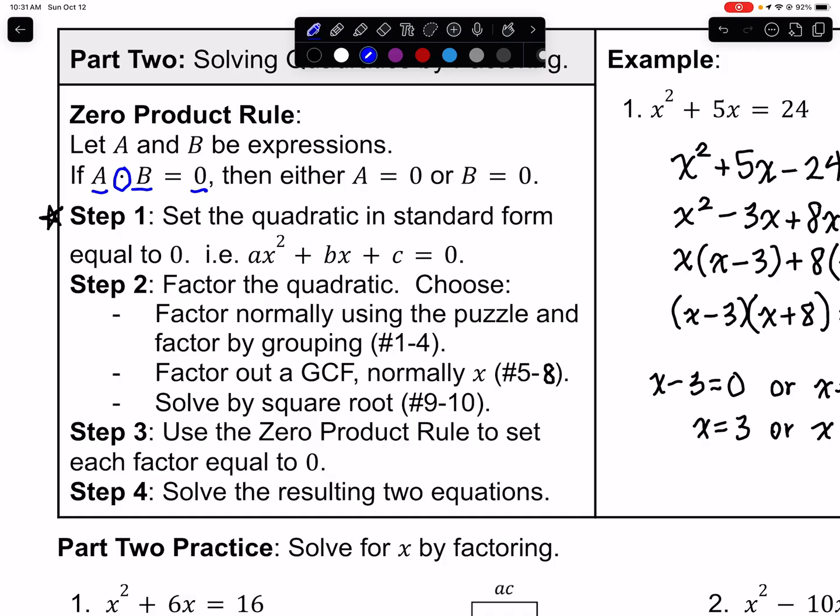So the steps here are to set it equal to 0 in standard form, okay? Factor. Normally that's going to be with that puzzle and the factor by grouping. But you might spot a GCF that can be taken out, which is normally x. We'll see some problems with that. And then sometimes some solve-by-square-root problems can sneak in here if there's no middle term. Okay, and then we'll use that zero product rule, and then we will solve both.